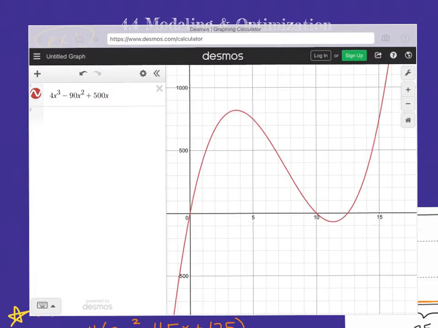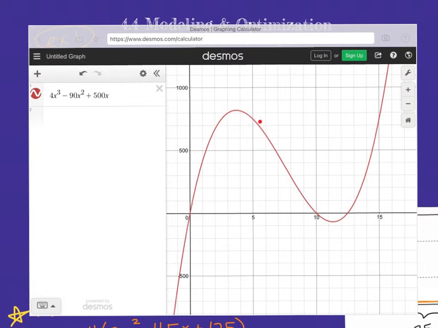I have plugged our volume formula into Desmos, and we can see that it's clearly a cubic. It does have a relative maximum and minimum point, but note that where the relative minimum occurs would have been at that other critical point that we found, 11 something, which is over here. That provided a relative minimum, but was outside of the implied domain.